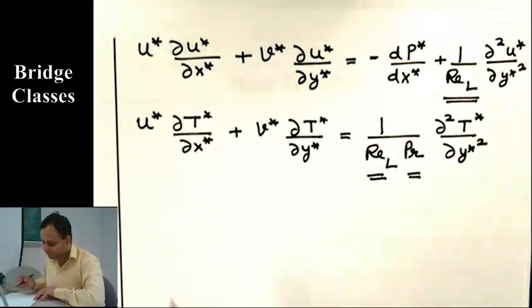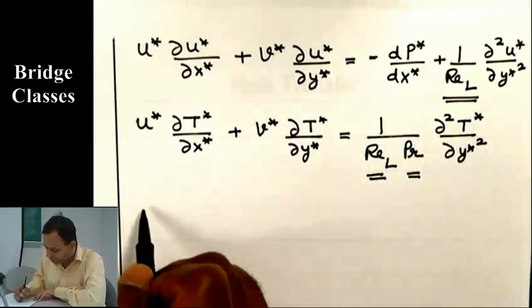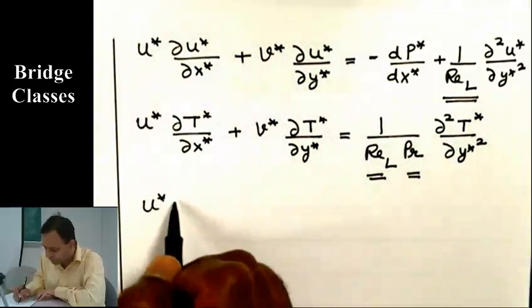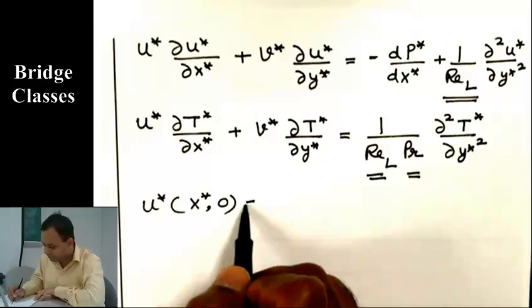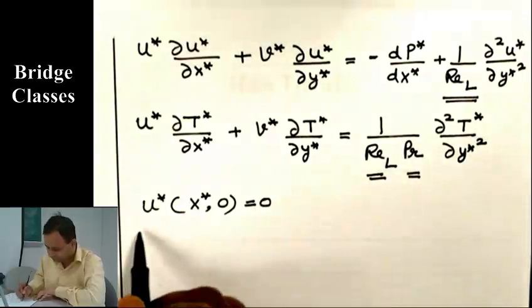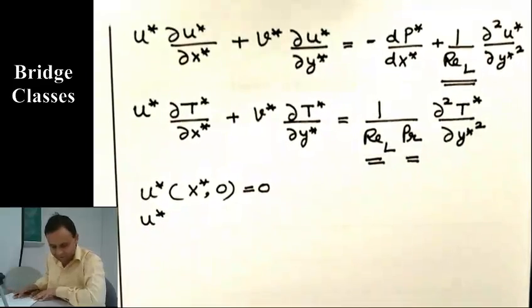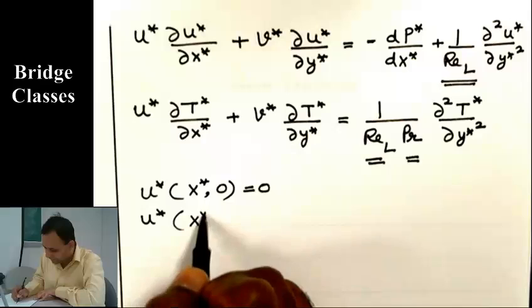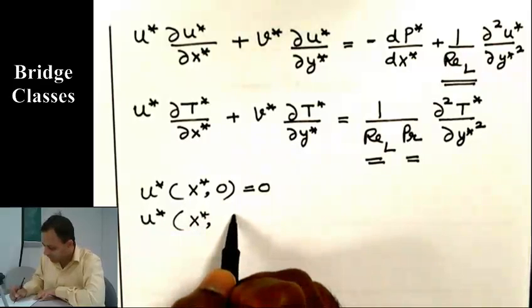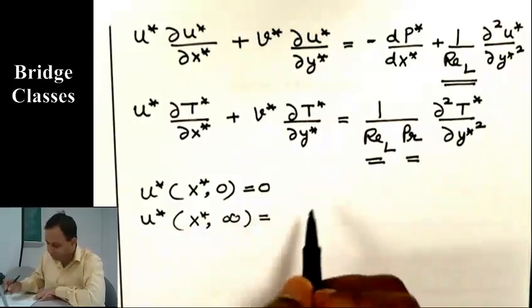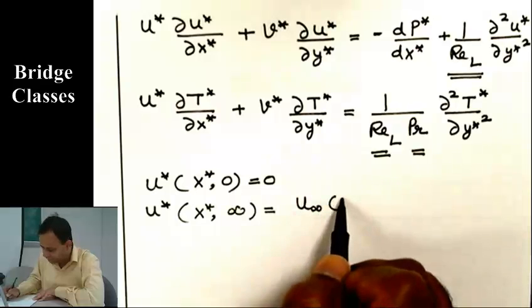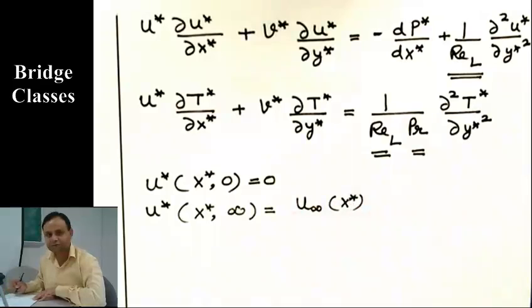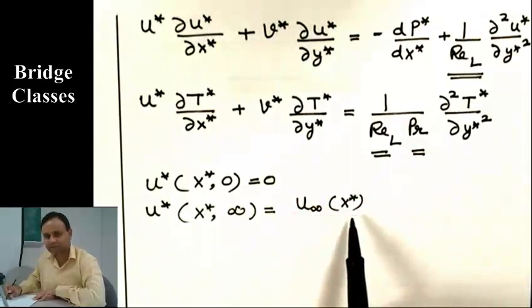And we can also write boundary conditions in terms of u star, v star and T star. So those, let me write down, those are just common sense. U star at x star when y is 0 will be 0 because velocity at wall is 0. Okay, u star at x star but y star is infinity, this will be u infinity. But u infinity can be a function of x. Okay, if it is not a flat plate, then u infinity will be a function of x.